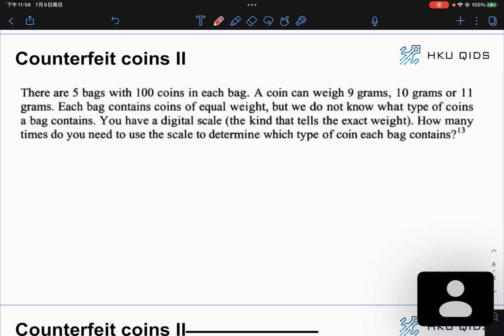To solve a complex question like that, again using our common techniques, we have 9 grams, 10 grams, and 11 grams. They are not good numbers. So first we want to simplify them into -1, 0, and 1, right? Then how many times do I need to use the scale? You see every bag has 100 coins, so it's not an easy task to solve directly.